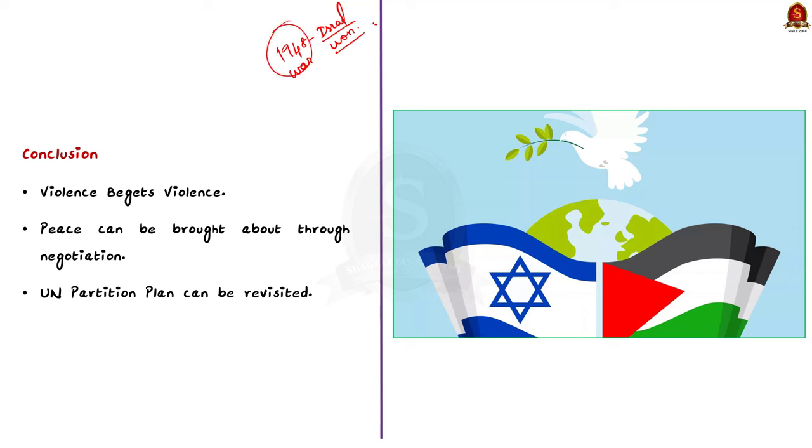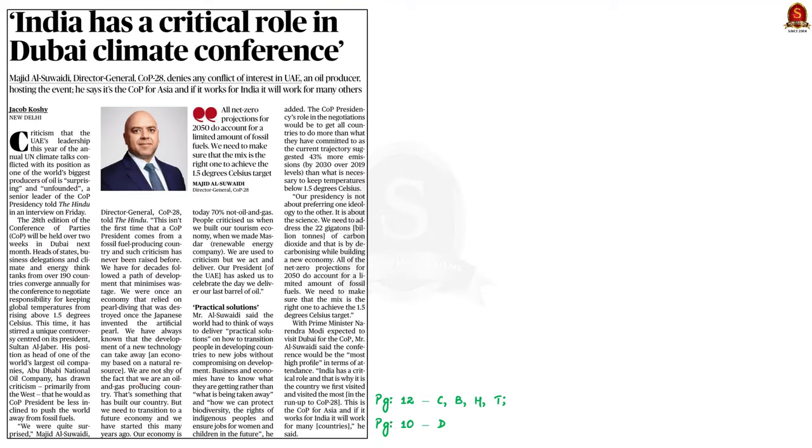Now, having done with the body of the answer, we can take up the conclusion part. In the conclusion, you can mention that violence begets violence. You can also mention that in order to bring a lasting peace, all parties to the conflict should be brought under a negotiation table. The UN partition plan should be explored again by both the parties. So in this way, a peaceful coexistence can be reached. So this is all about the conclusion. Now let us move to the next topic.